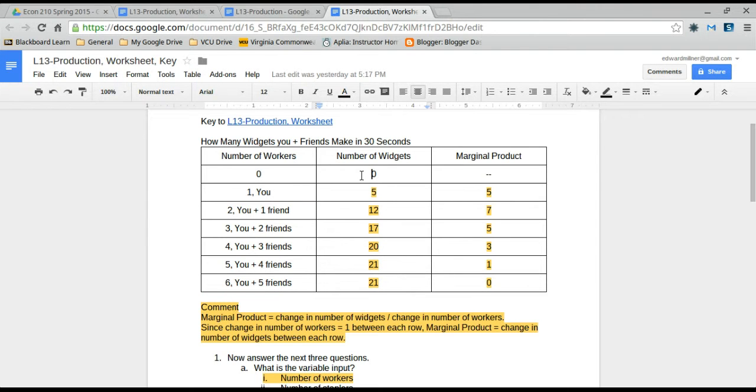Another way to look at that is to say that marginal product rises as output rises from 0 to 12, and then marginal product falls as output increases further from 12 to 21.